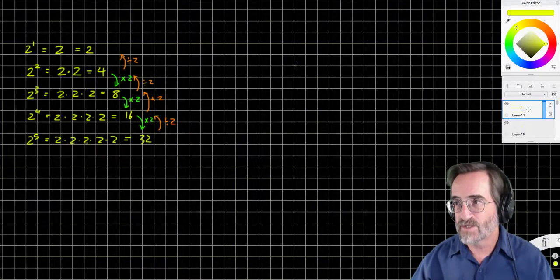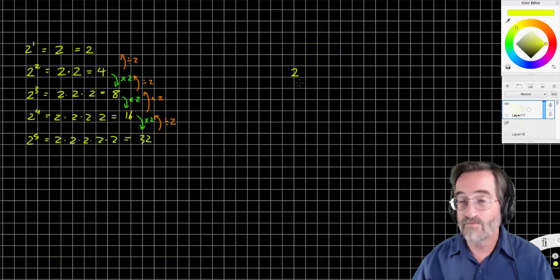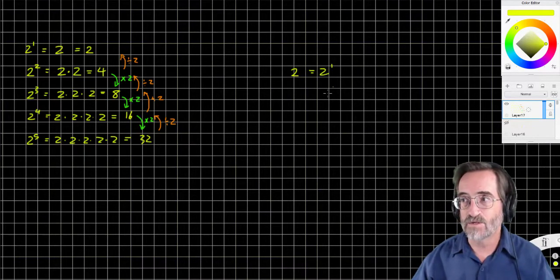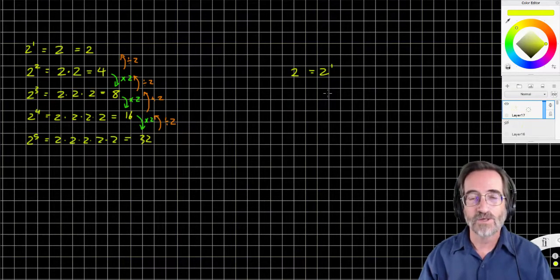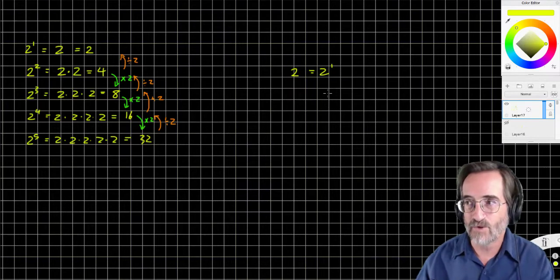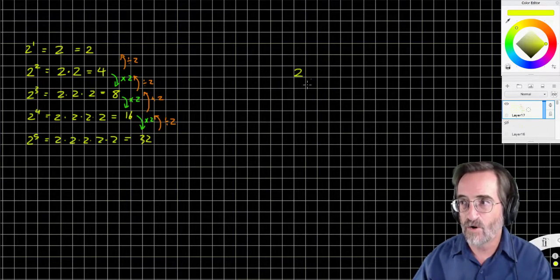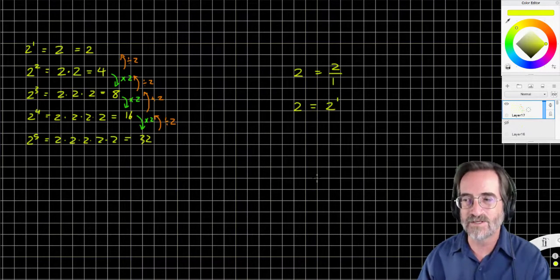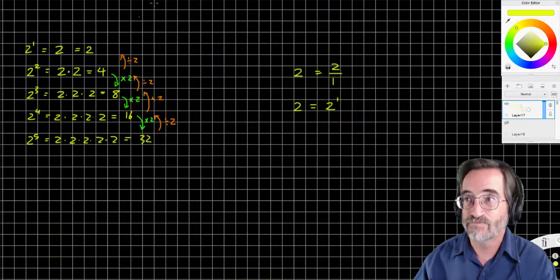By the way, that brings up something. If I have the number 2 and want to write it as a power, that is the same as 2 to the power of 1. So if no exponent is written, it is 1. That's similar to something we learned about fractions. A whole number can be written as a fraction by putting it over 1. Well, a whole number can be written as a power by putting the power of 1. Very similar idea.